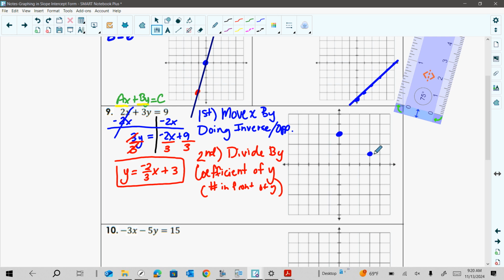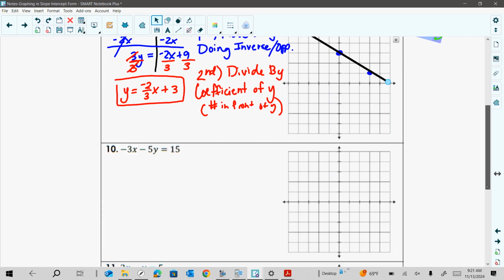Or I can do the reverse order, which is up to the left 3. And now I'm going to draw a line through those points. I'm just going to use my line tool. So our line is going to go through those 3 points that we have here.